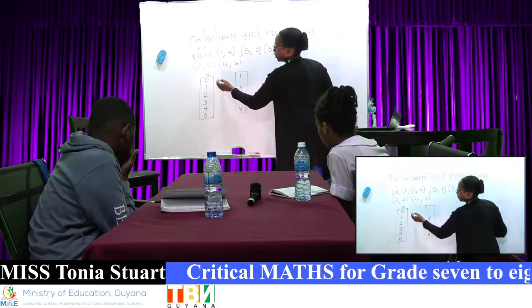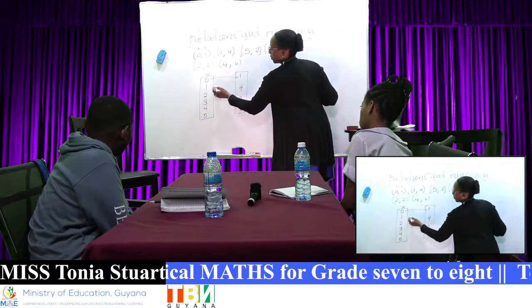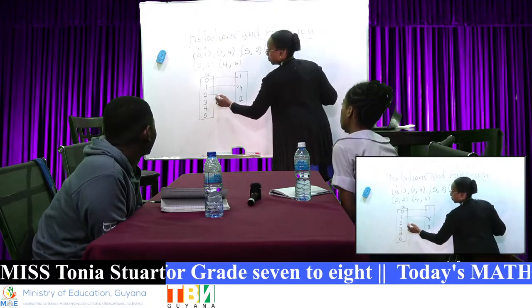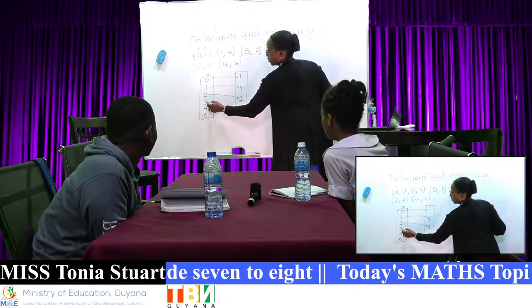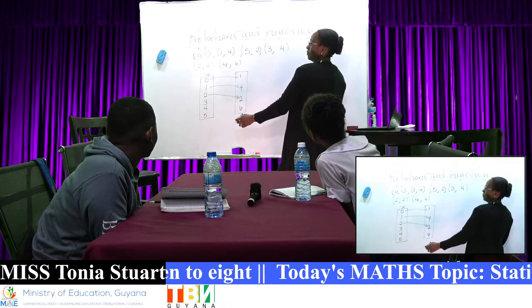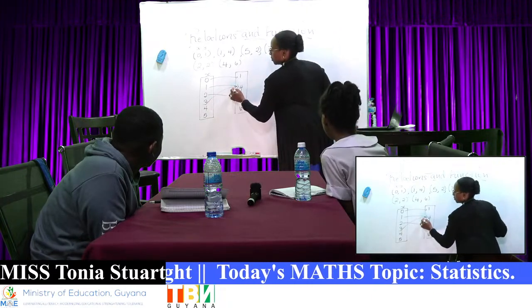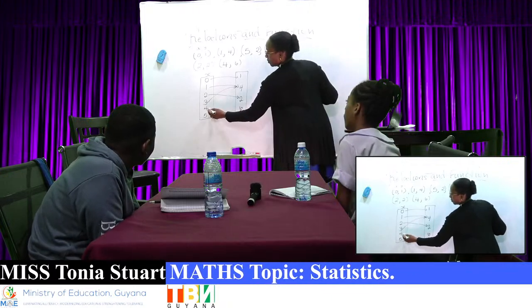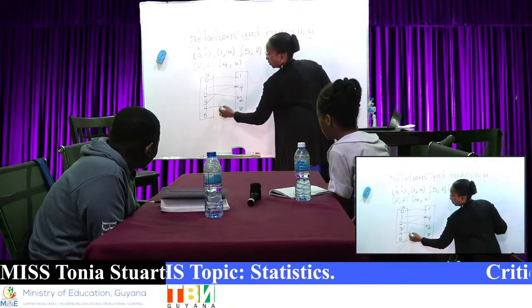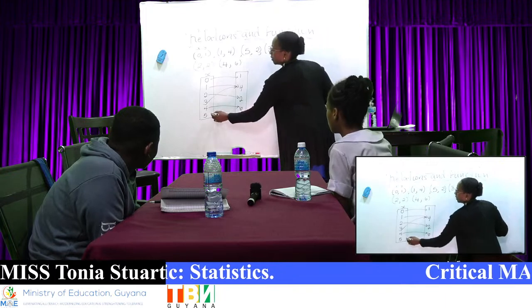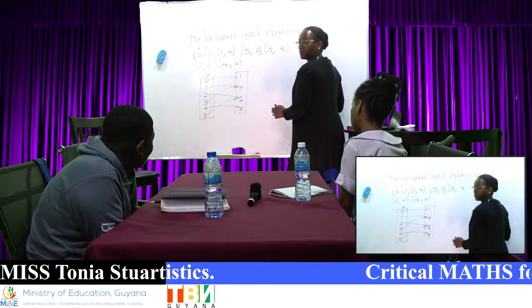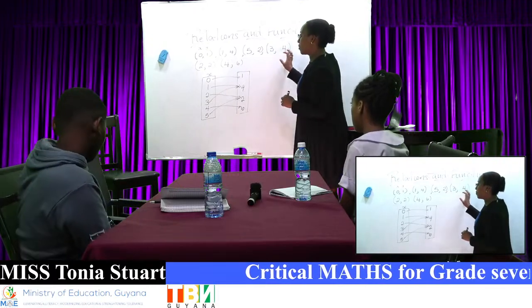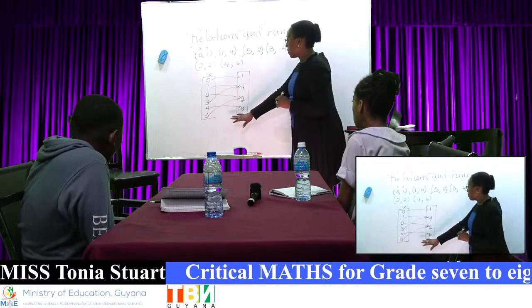Good. So 0 to 1. 1 went to 4. 2 went to 2. 3 to 4. 4 to 6. And 5 to 2. Good? Yes. So we have the order pairs and we created a mapping.